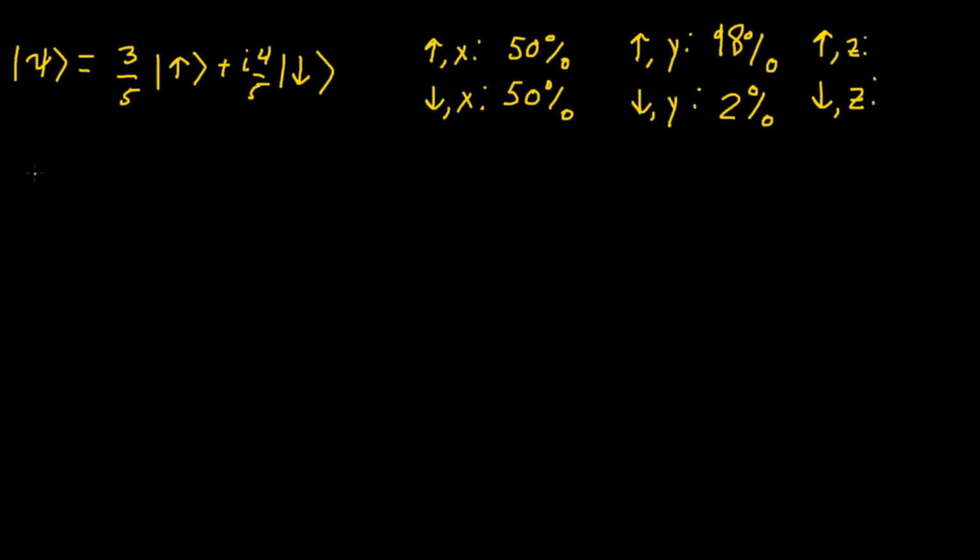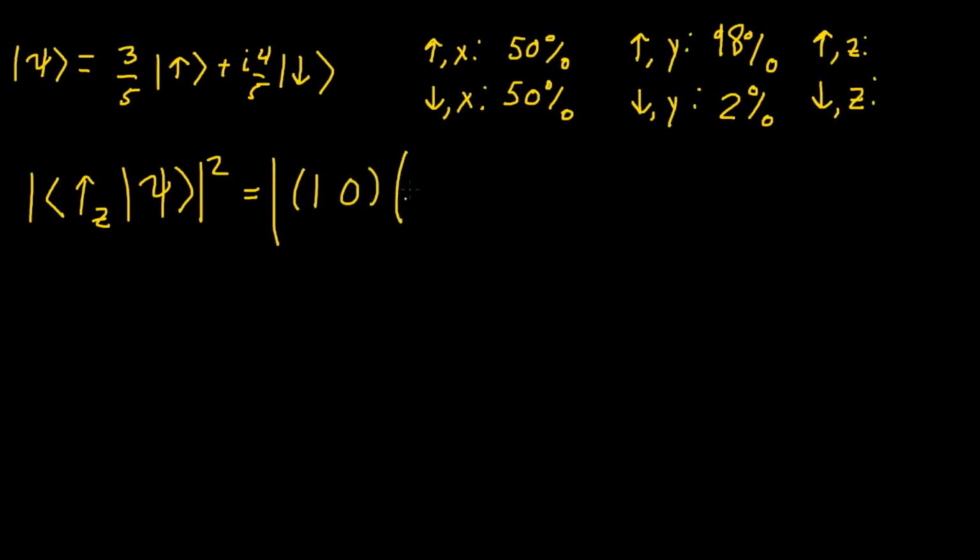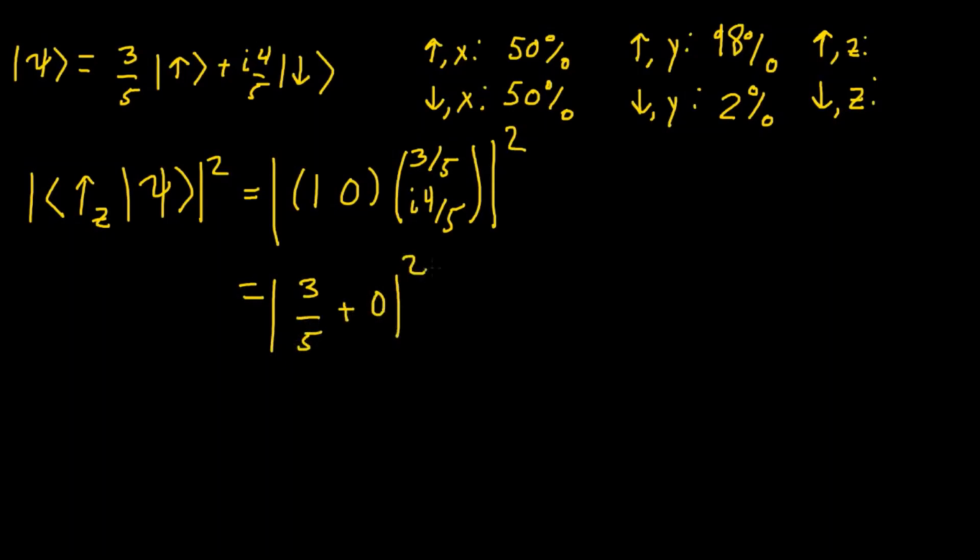All right. Now, the z-axis is definitely the easiest one. So the probability that it's spin up in the z-axis is just equal to 3/5 squared, which is equal to 9 over 25ths. Multiplying the numerator and the denominator by 4, we see that this is 36%.